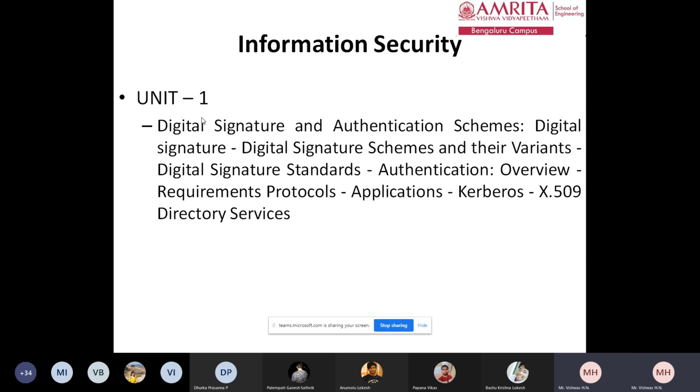It will discuss digital signatures. What are the authentication schemes, and digital signature in authentication? What are the standards of digital signature? What are the protocols for authentication, like Kerberos and directory services? What are these? Where do we use them? What is the purpose of using them? Those things we will be discussing today.